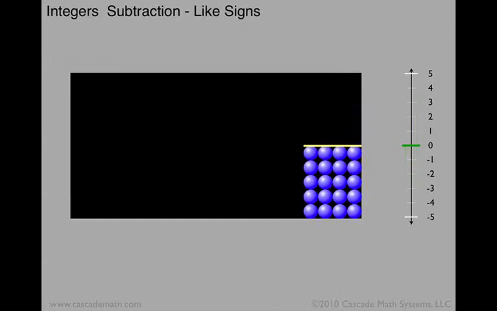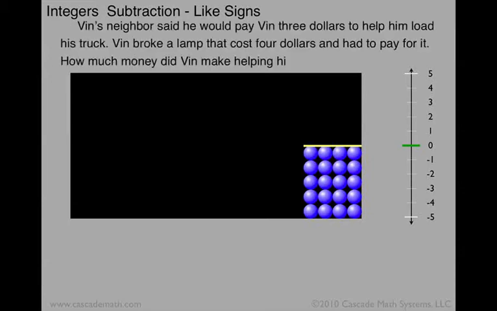Reset your trays and let's work one more problem. This time I'll let you work it by yourself. Vin's neighbor said he would pay Vin $3 to help him load his truck. Vin broke a lamp that cost $4 and had to pay for it. How much money did Vin make helping his neighbor? Your teacher will now stop the movie while you work the problem. He or she will restart it when they're ready.